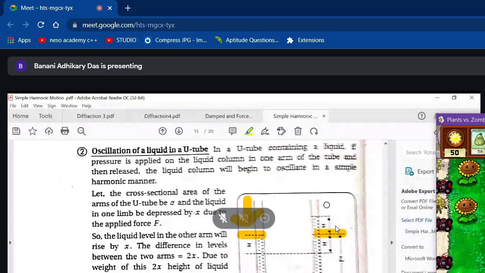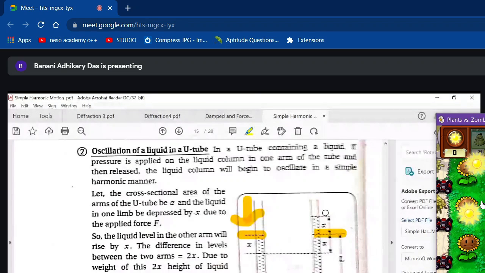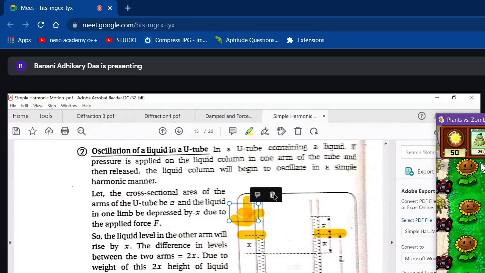This is equal to x here, another x, that is 2x. So the idea is, if you have a U-tube filled with liquid, and you depress the height of the liquid by some distance, say x, by applying a deforming force, and then you remove the deforming force from the system, the mass of liquid which had risen up tries to come down, and the liquid tries to attain an equilibrium situation.